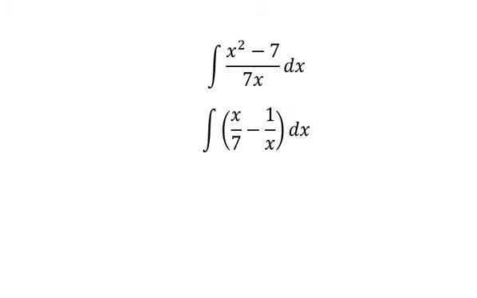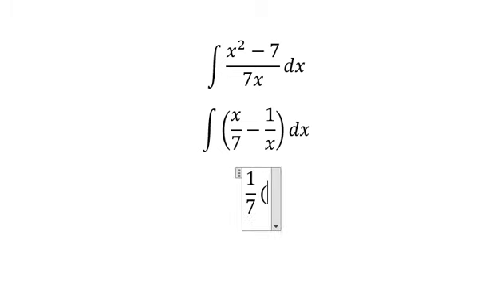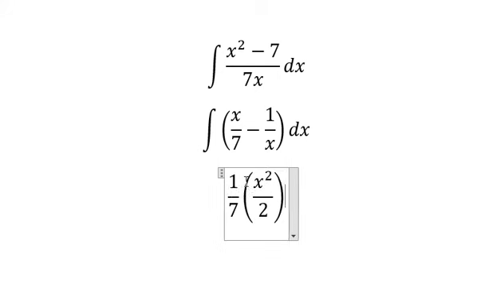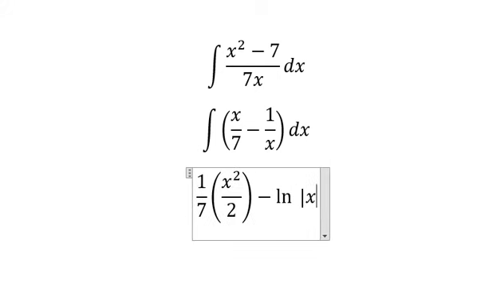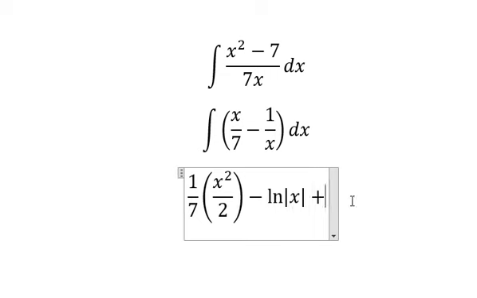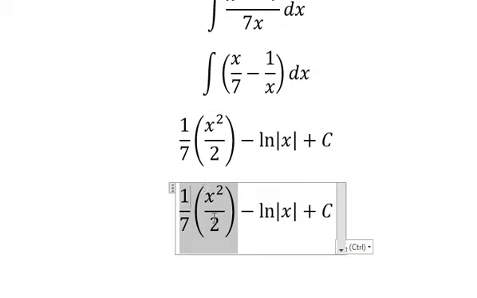And now we have the final answer, the integration of s. We have s squared over 2. The next one is ln of the absolute value of s, and I will put plus c. Number 7 and number 2, we have 14.